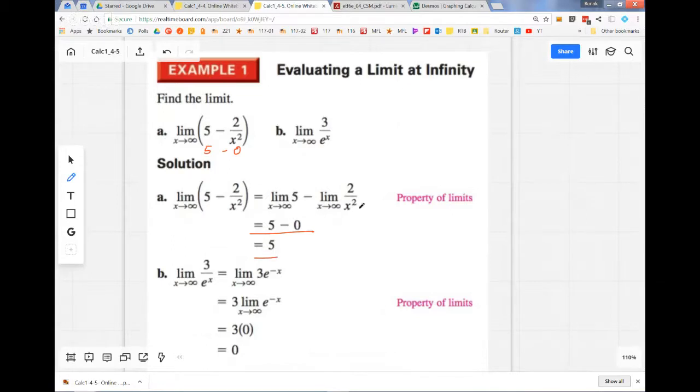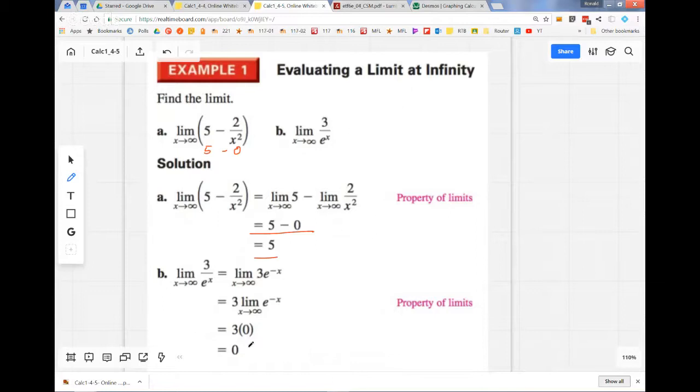All right, let's do part B now. What's the limit as x approaches infinity of 3 over e to the x? Well, 3, that's not affected by x. That's just going to be 3. And what's e to the x going to be when you have infinity in for x? E to the infinity power is 2.718 to the infinity power, or close to it, is just going to be huge. And what happens when you take 3 over a huge number?